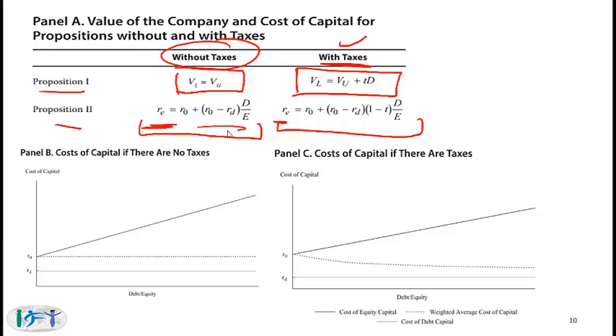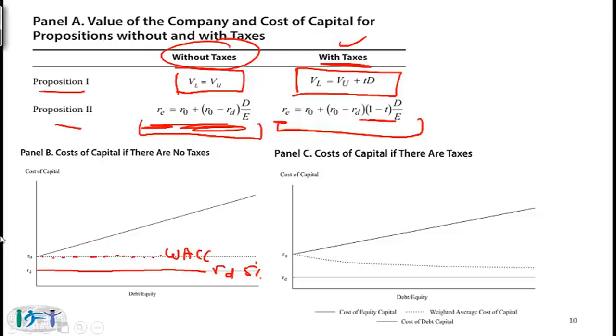It's like the expression before, except that we introduce 1 minus T. And these graphs at the bottom depict what we have been talking about. The line at the bottom over here is the cost of debt. In our example, we've taken cost of debt as 5%. This dotted line over here is the weighted average cost of capital. So this is the WACC.